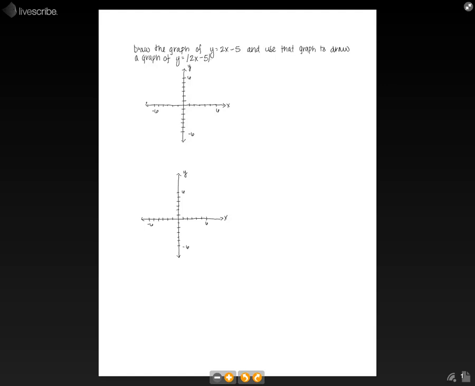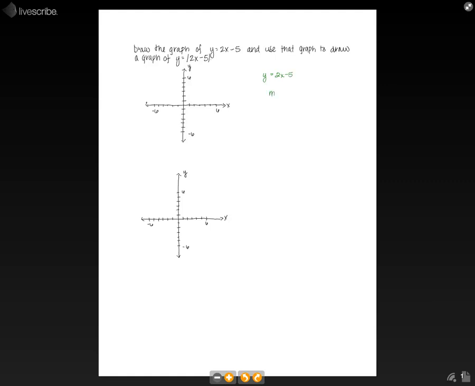Pencast, we're going to be learning about graphing absolute value equations. This problem says, draw the graph of y equals 2x minus 5, and use that graph to draw the graph of y equals the absolute value of 2x minus 5. So we know that we need to graph y equals 2x minus 5 first.